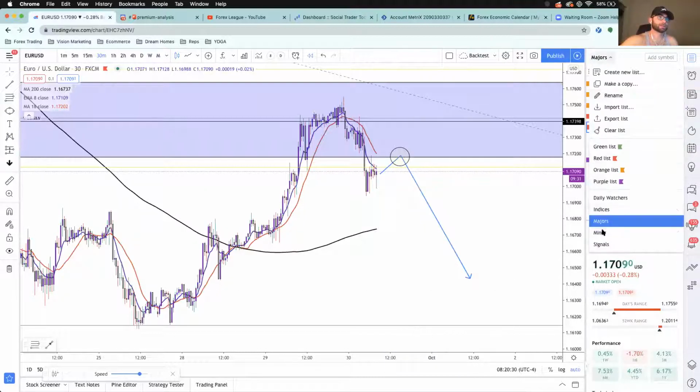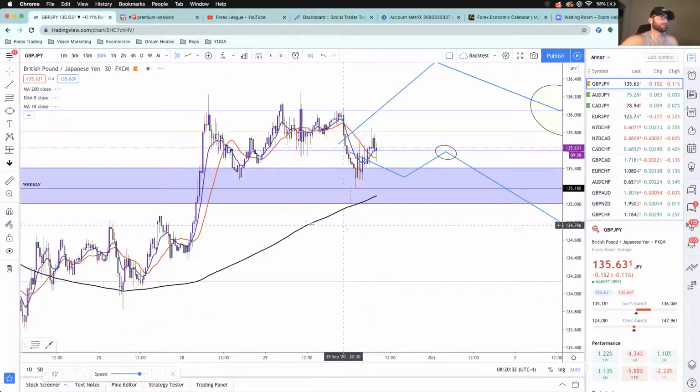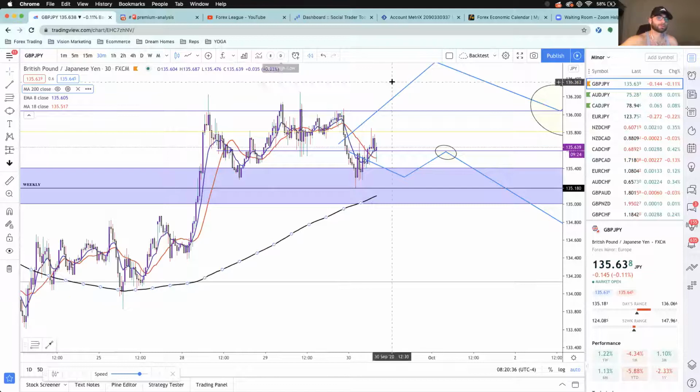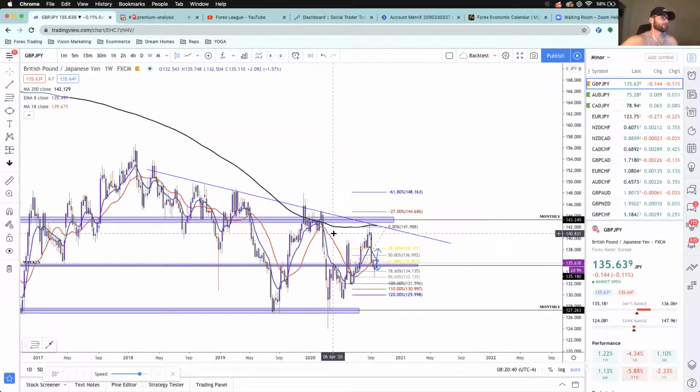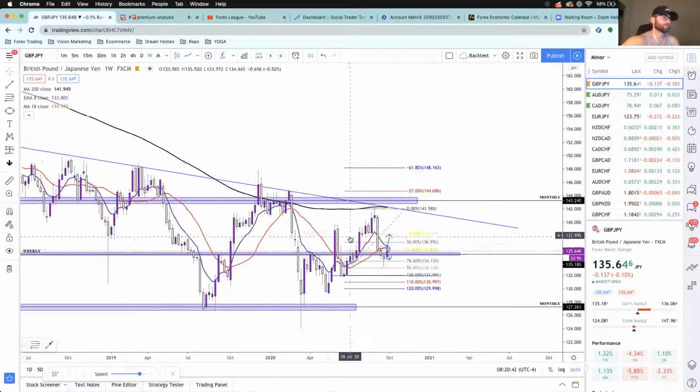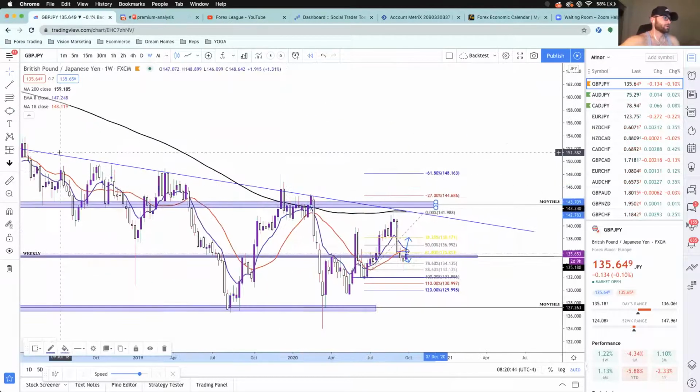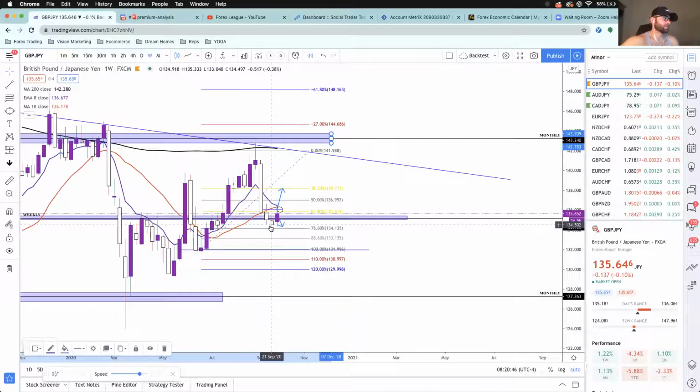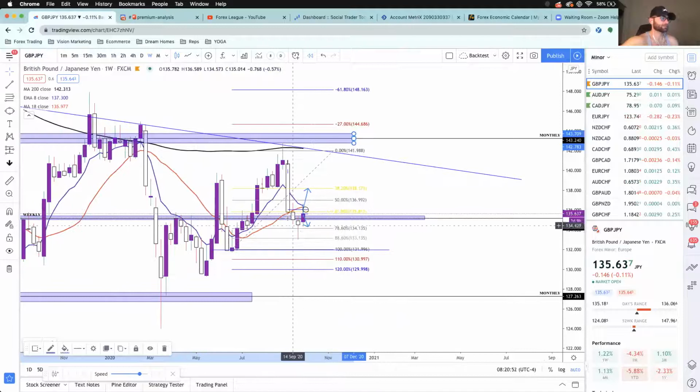Last but not least, I'm going to cover GBP JPY. Let's bump up to the weekly time frame. So weekly time frame, we are overall very bearish. Last week formed this big wick here, right at this weekly key level. We just need to go down time frames right now.